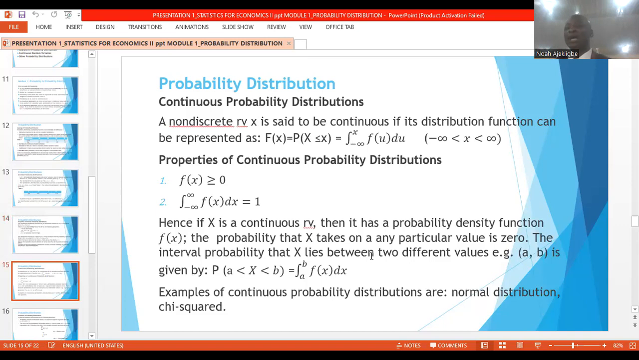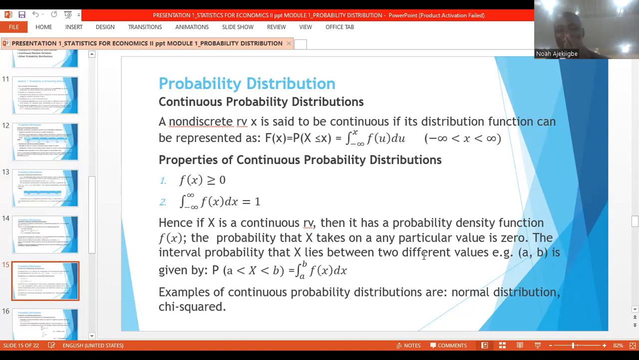Now going forward, we'll look at continuous random variables, that is, continuous probability distributions. A non-discrete random variable is said to be continuous if the distribution function can be presented as f of x is equal to the probability that the random variable x is less than or equal to x. In the case of a continuous probability distribution, rather than using the summation notation, we use the integral, because it is more or less like a normal distribution, which is a bell-shaped distribution. So we integrate from minus infinity to plus infinity, where x will assume different values within that range.